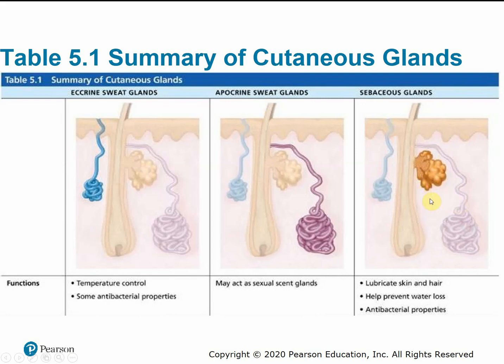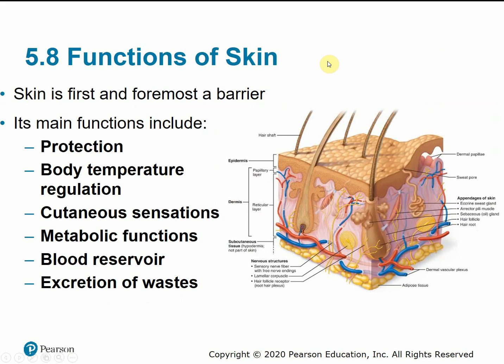Sebaceous glands are your oil glands that help lubricate the skin and the hair, as well as prevent water loss. And they have some antibacterial properties as well. So looking at some functions of the skin, skin is first and foremost a barrier. It separates the inside from the outside. It protects your internal body structures from the external environment.